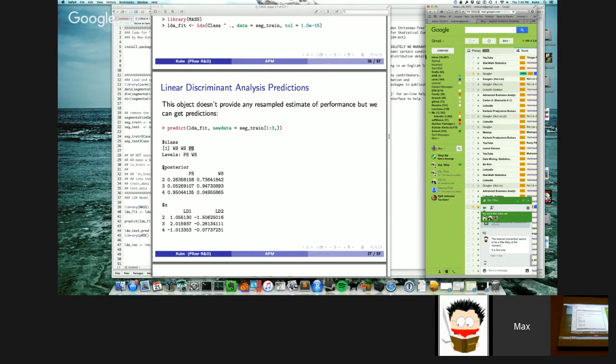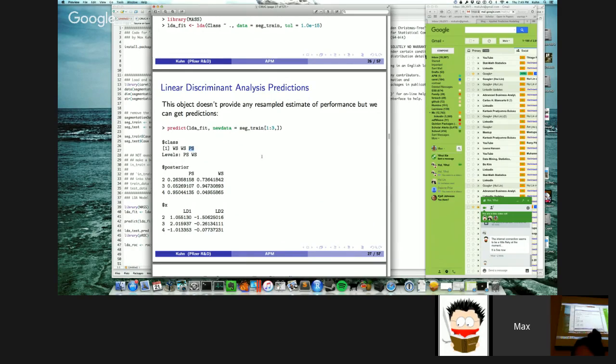Then you can also get the class probabilities, the posterior probabilities. So for the first sample in the training set, the probability of being poorly segmented was about 26%, so that's why it's selected to be well segmented. The second sample was overwhelmingly predicted to be well segmented. Conversely, the third one was very highly predicted to be poorly segmented. And so this is how I would get my predictions.